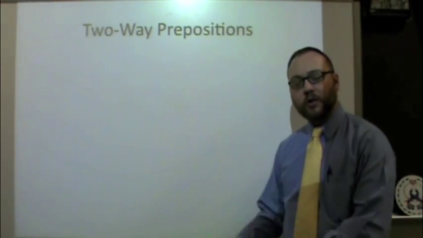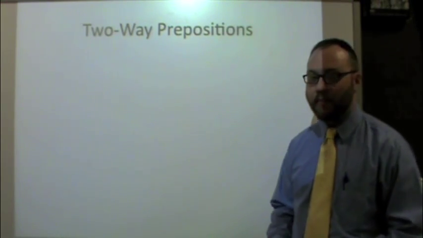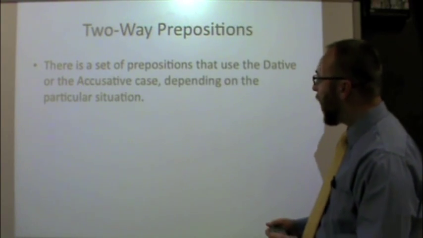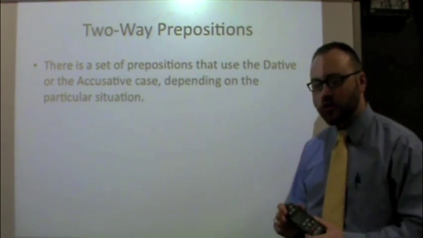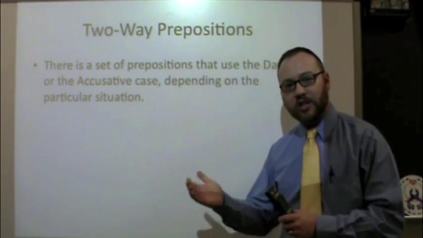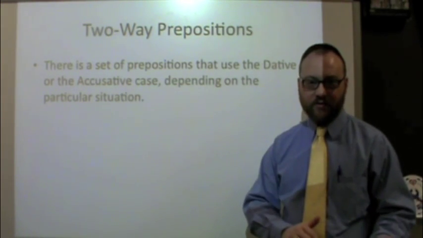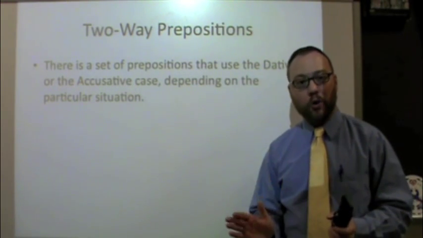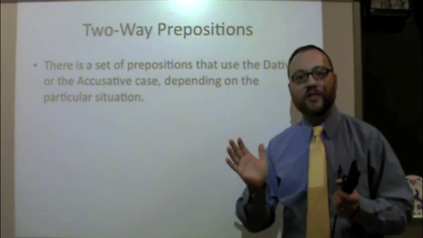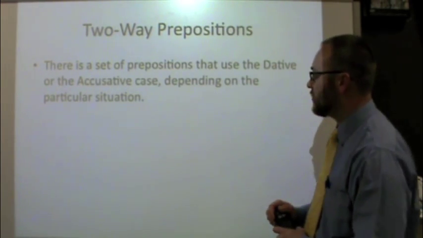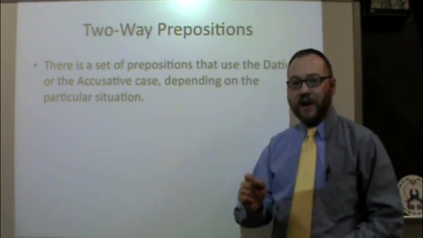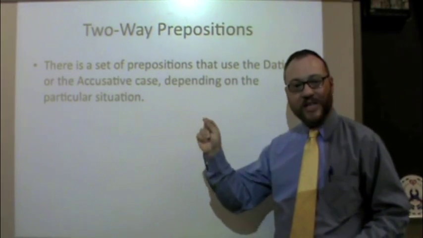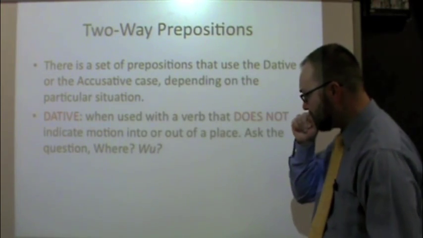Now, on top of our accusative prepositions and our dative prepositions, there are a set of prepositions which are called two-way prepositions. And the reason they're called two-way is because they can either be accusative or dative. They are not locked into one category. They can fall into both, depending on the sentence or the situation. Okay? And that is what we have to really hone in on. What situation are we dealing with?